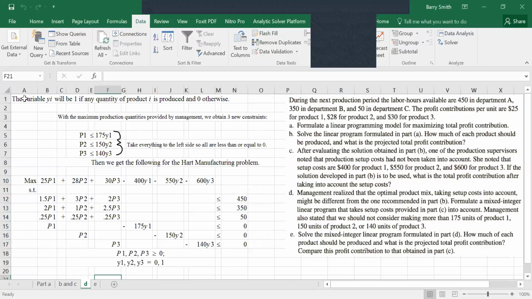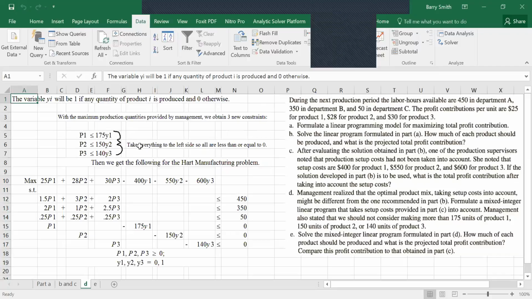So what we're going to have is the variable yi is what I'm putting in here, and just because we have p, I just use y's. That's going to be equal to 1 if we actually produce the product 1 or i, or whatever value it is. Otherwise, it's going to be 0. And so that's what the y's are, 0 or 1, depending on if we produce it or not. And we know that P1 has to be less than 175, P2 has to be less than 150, and P3 has to be less than or equal to 140. And so then we just multiply it by that.